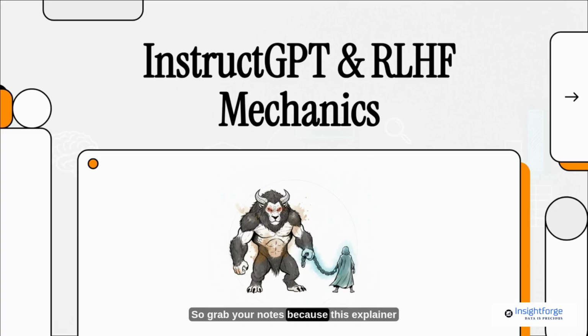So grab your notes, because this explainer is going to give you the exact framework you need to understand the entire modern AI landscape. All right, let's just dive right in.